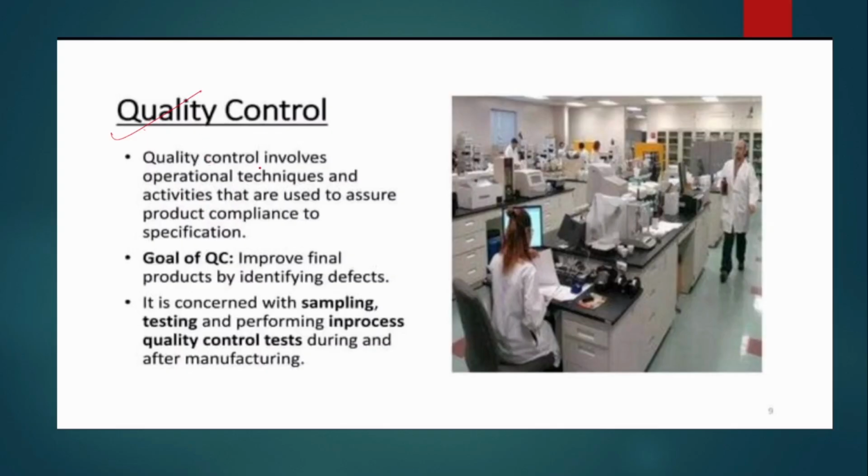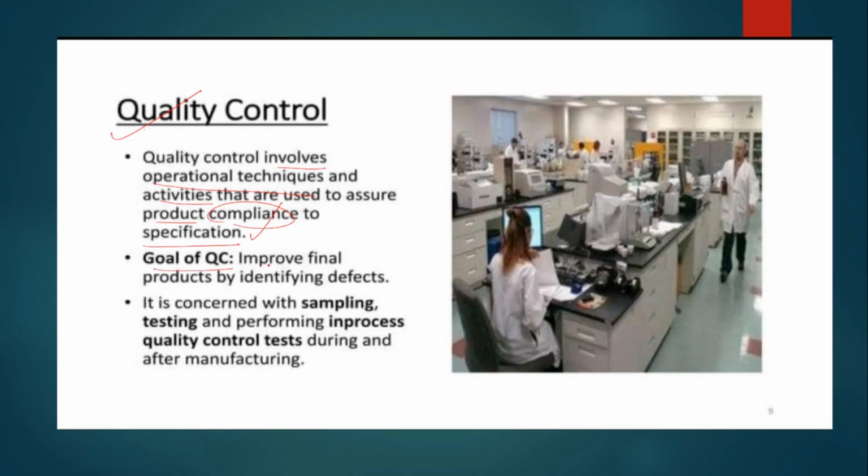Quality control. Quality control involves operational techniques and activities that are used to ensure the product's compliance to the specifications. What do you mean by this compliance? It means following the rules or meeting the requirements set by the specific standards, laws or regulations. For example, if a company is ISO 9000 compliant, it means they follow all the rules and guidelines of the ISO 9001 standards for quality management system. It's just like doing homework according to the teacher's instruction to get approval.